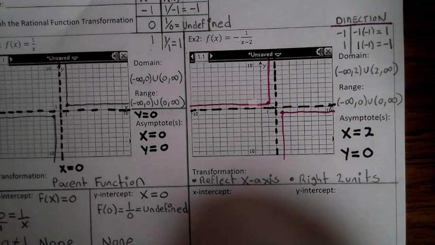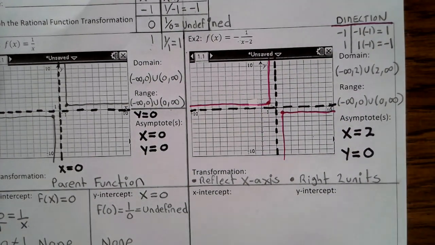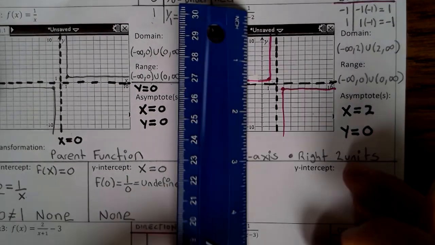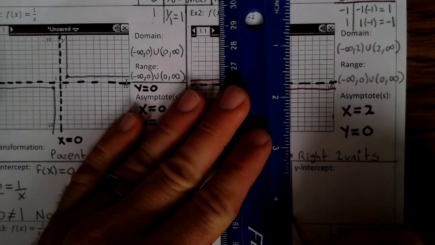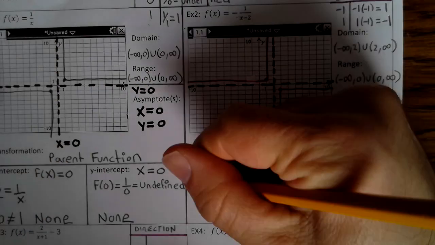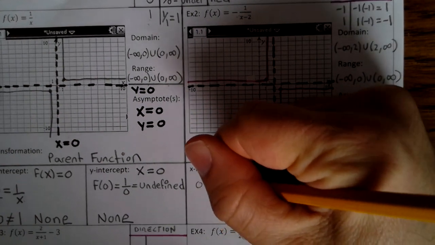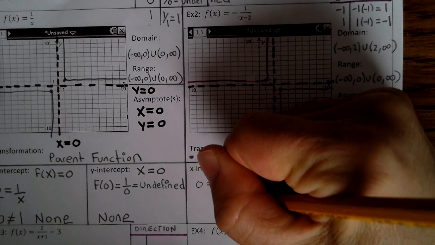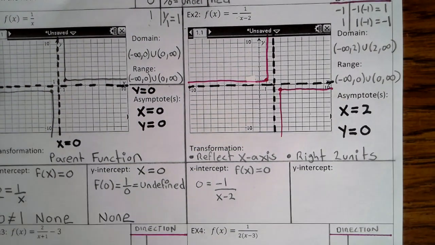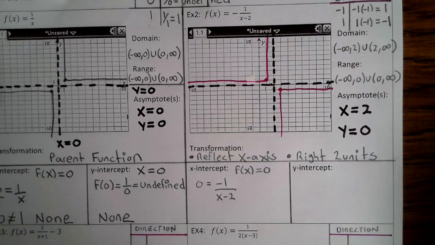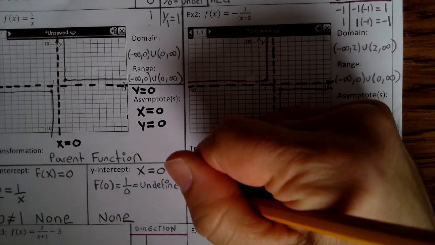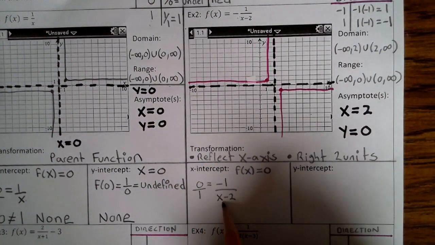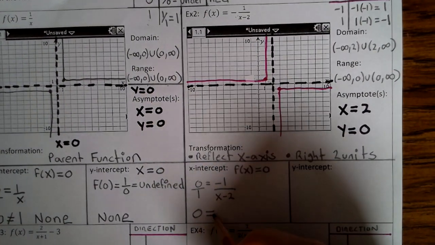All right, let's look at the x and y intercept. So if it's an x-intercept, f of x equals 0. So you set 0 equal, I'm going to put the negative in front of the 1, -1 divided by x minus 2. Divide that by 1, cross multiply. 0 times x minus 2 is 0. 1 times -1 is -1. They don't equal, x disappears, so there are no x-intercepts.